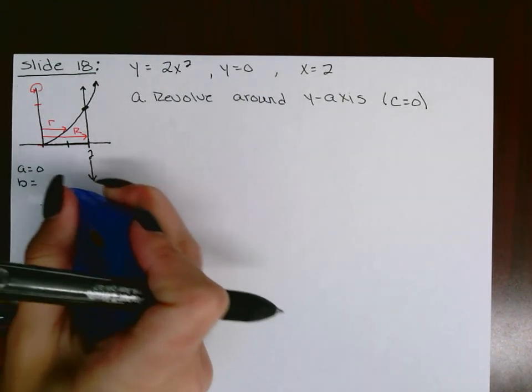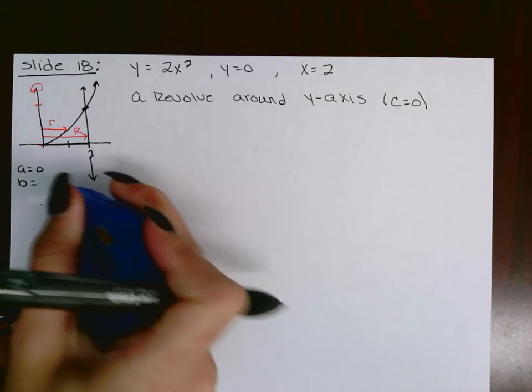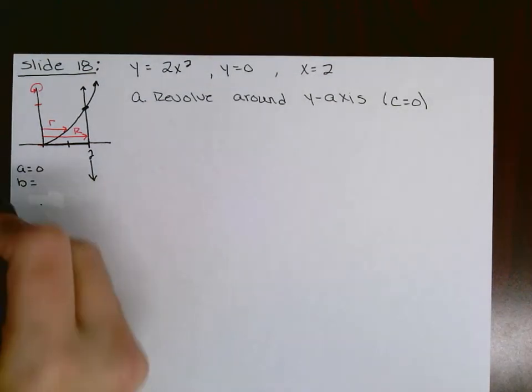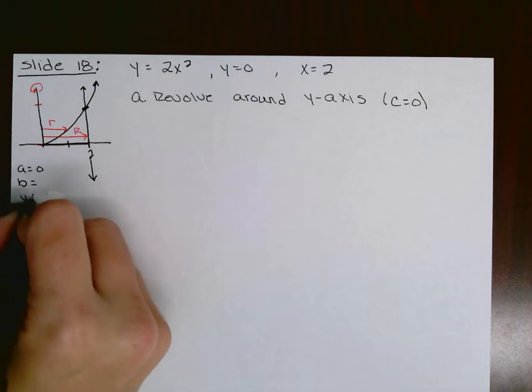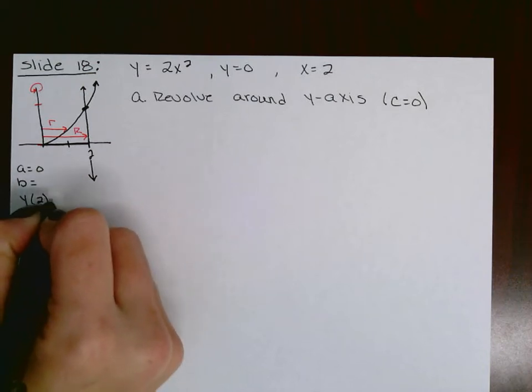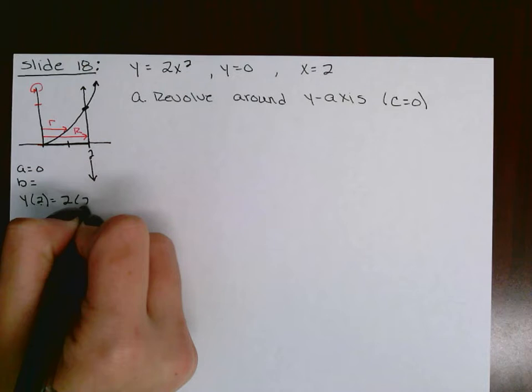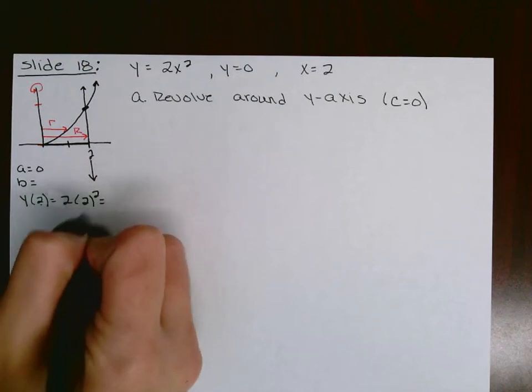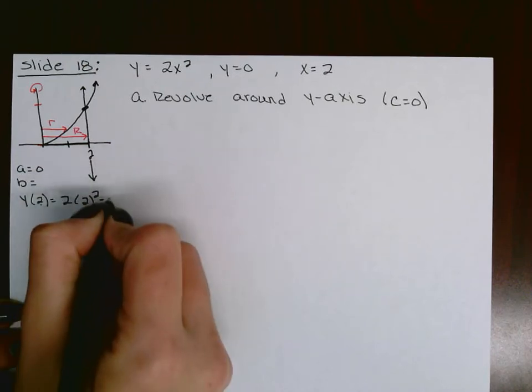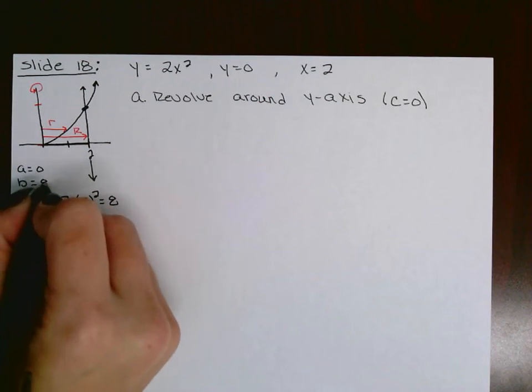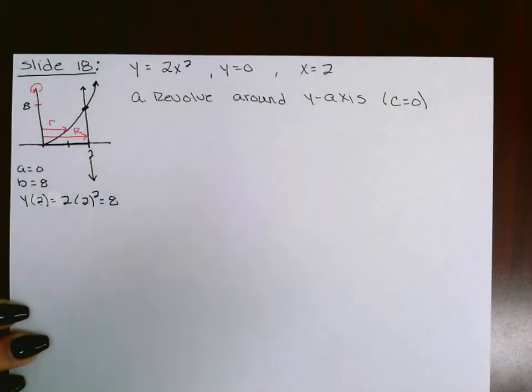I got to plug in the 2. That's an x. So it's 0 minus c. So I need to find y at 2, which would be 2 times 2 squared. And that gives me 8. So that's my B. That's what this number is right there.